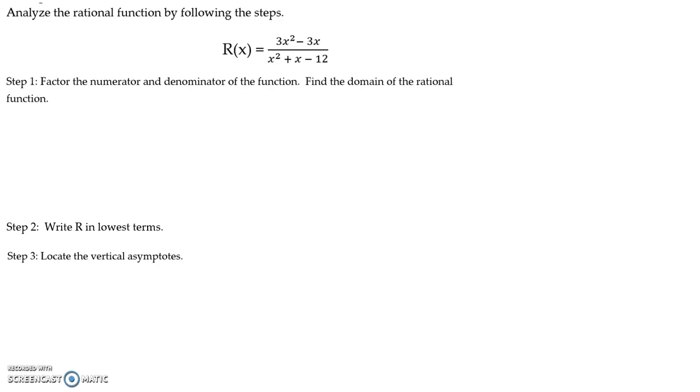Take a look at analyzing the rational function. We've got r of x equals 3x squared minus 3x on top, and x squared plus x minus 12 on the bottom. The first thing we want to do is go ahead and factor the numerator and the denominator.